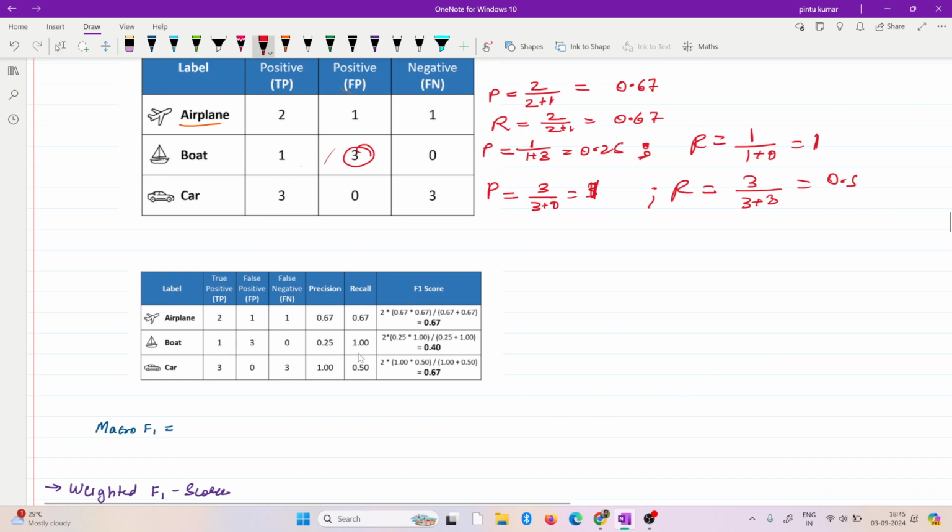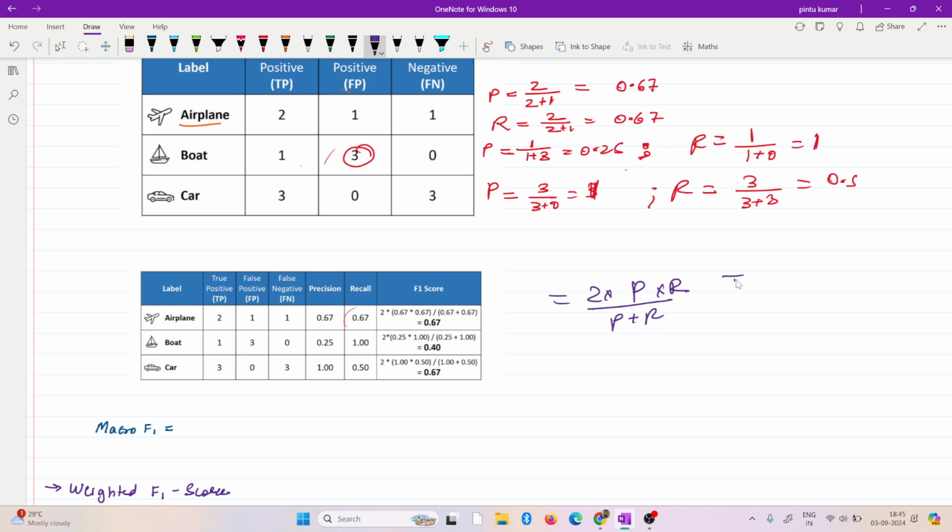And this is what they have calculated. They have calculated precision, then they have calculated recall for every class, and it matches with whatever we have calculated, right? Then we go to calculating the F1 score. F1 score is 2 times precision into recall divided by precision plus recall.